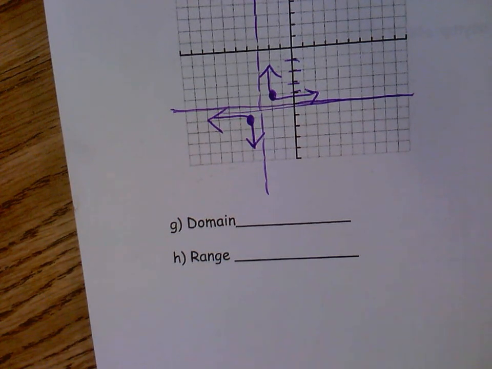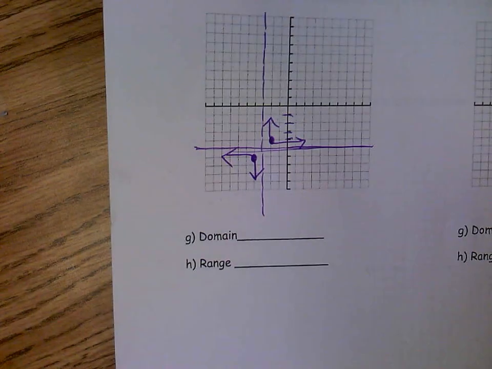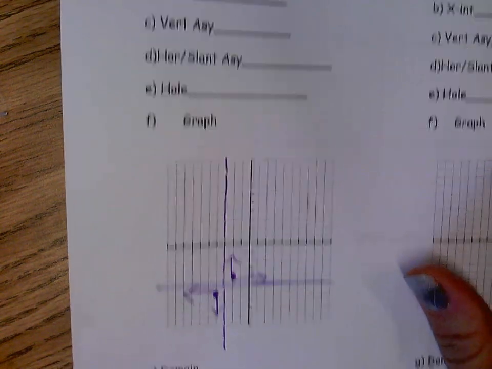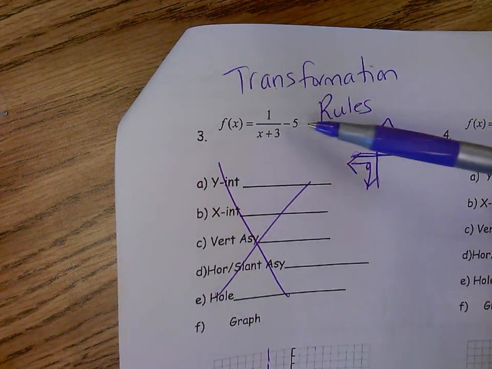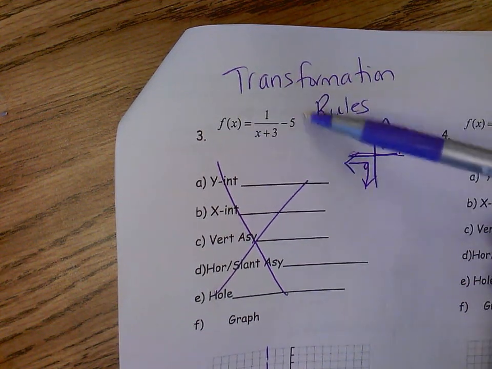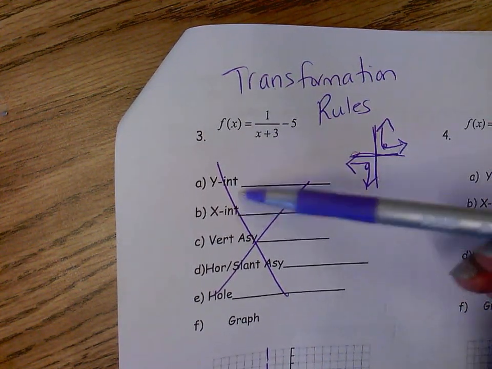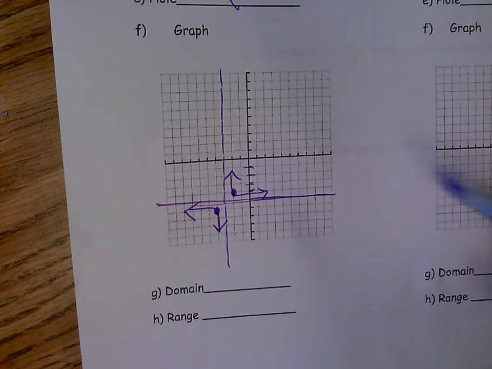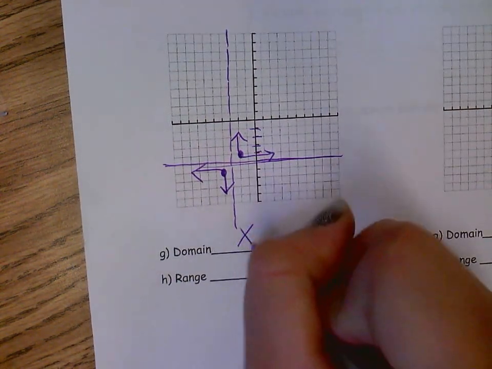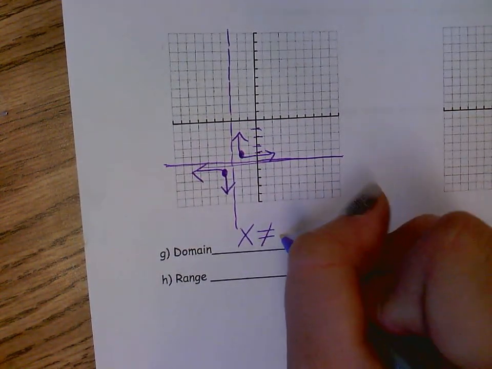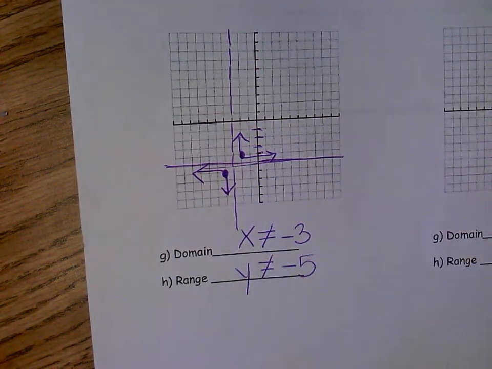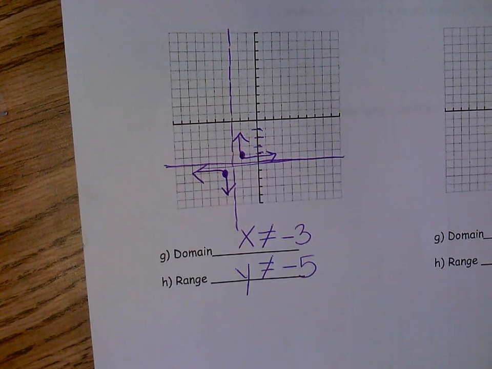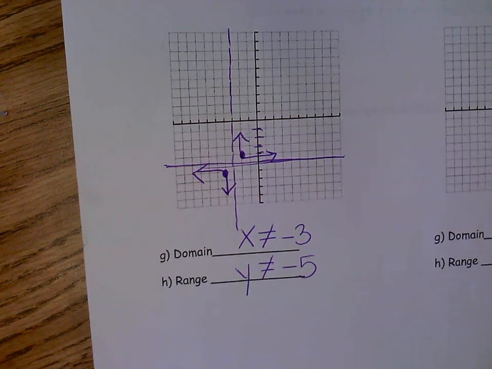So this wouldn't be as good of a problem. I probably wouldn't have you answer these types of questions up top because you'd have to combine like terms and make it one fraction to figure out your x-intercept. But I will say, what's my domain? X can never be -3. Y can never be -5. So at least if you could, write your asymptotes or domain and range.